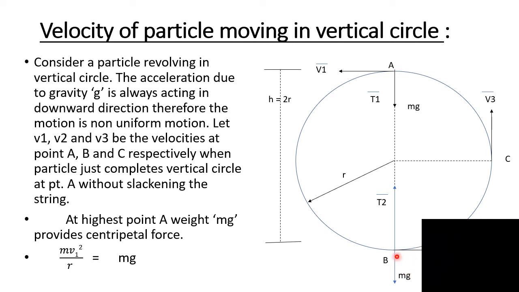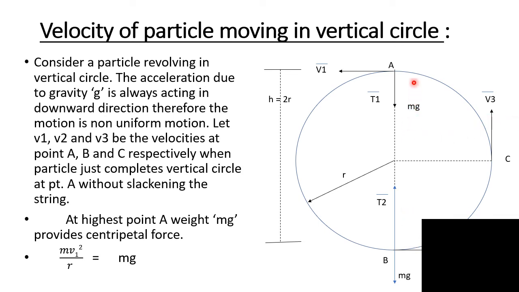So here at the lowest point velocity is highest, at point C, the midpoint, velocity is intermediate, and at the highest point A velocity is minimum. We assume that at the highest point A velocity is v1, at the lowest point B velocity is v2, and at the midpoint velocity is v3. We are going to determine the expressions for these three velocities.